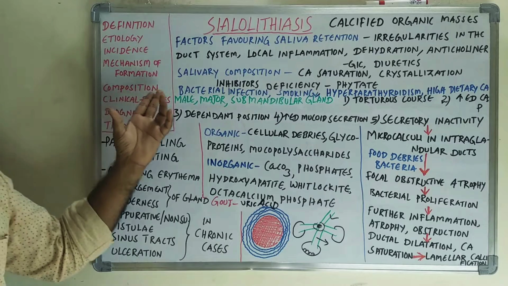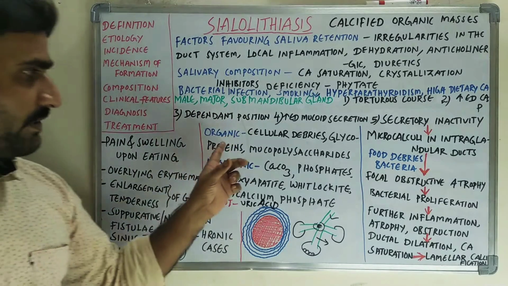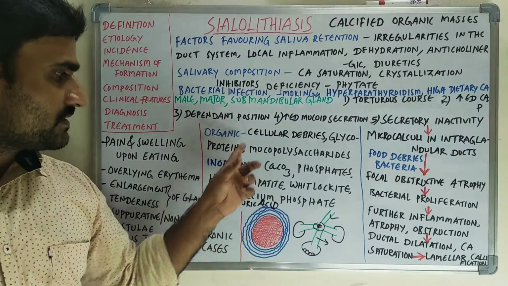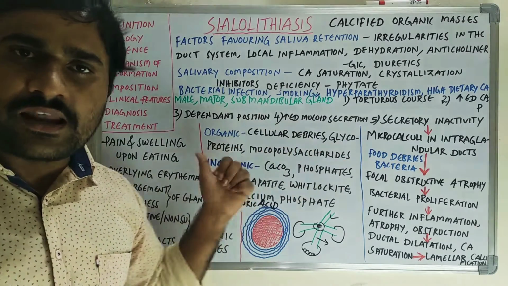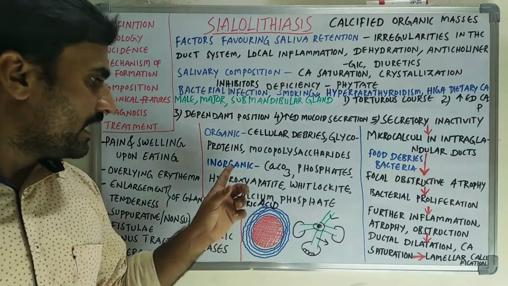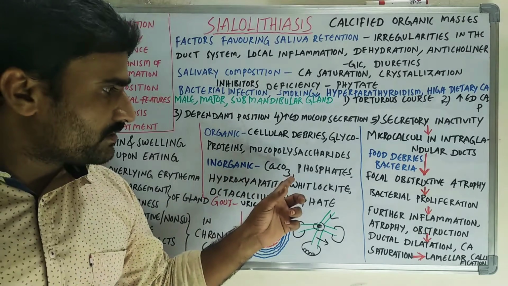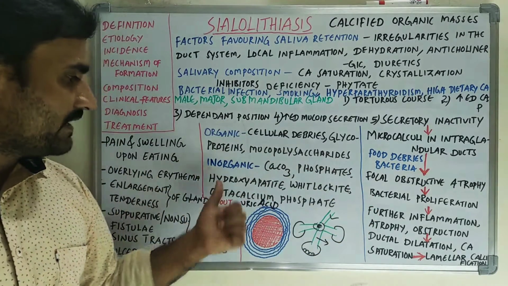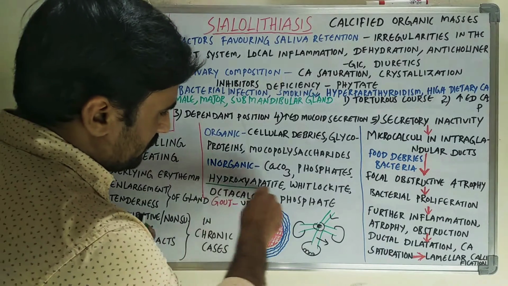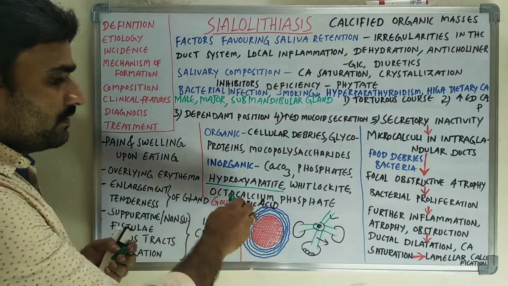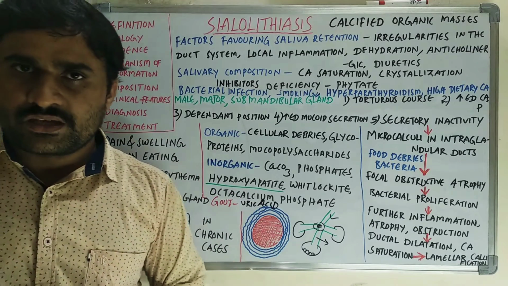Now we will see about the composition. Basically, composition is divided into organic and inorganic components. Organic, we have cellular debris, glycoproteins or mucopolysaccharides, and inorganic, calcium carbonate, phosphates or hydroxyapatite. This is more important, hydroxyapatite, right? And whitlockite or octacalcium phosphate.